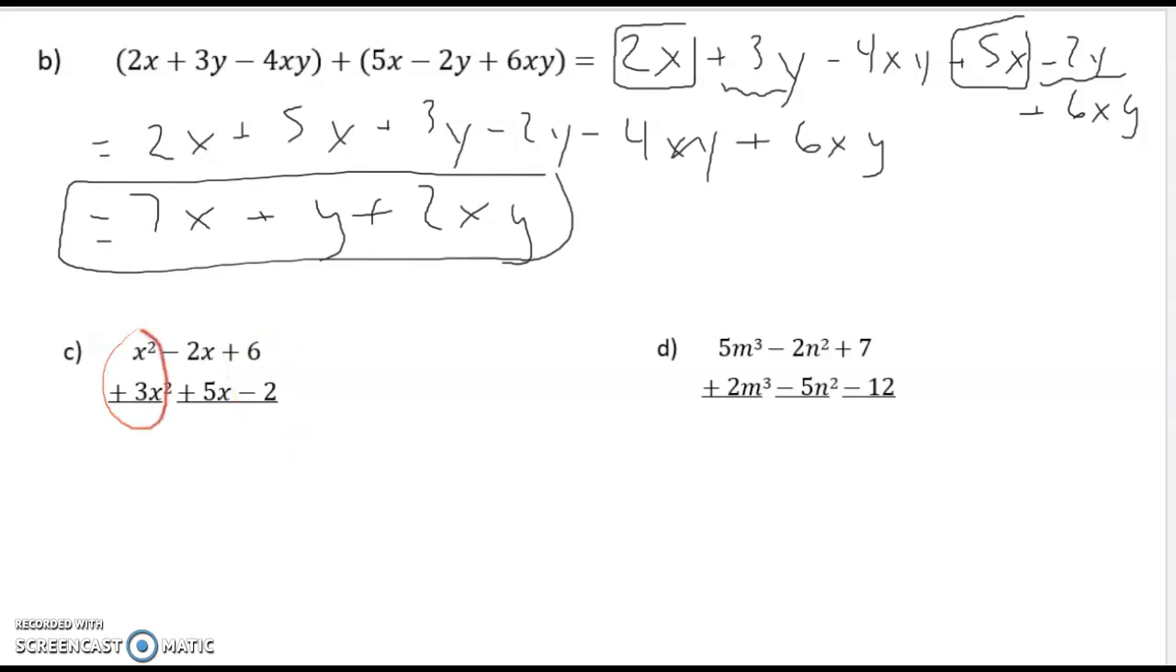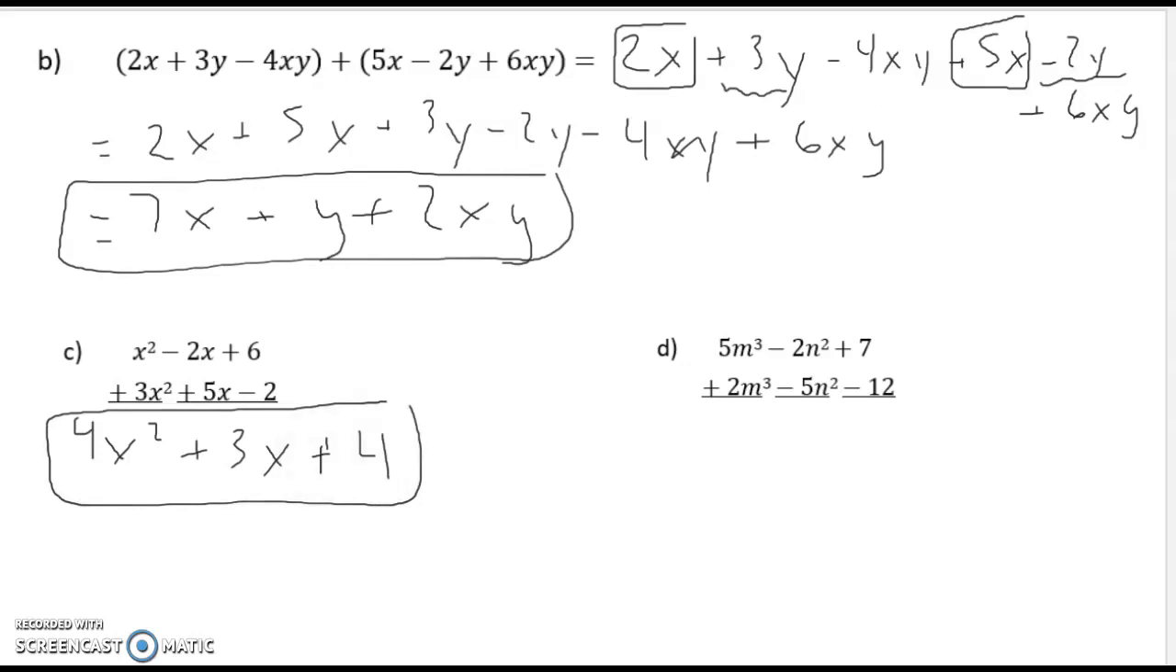So 3x squareds plus 1x squared gives me 4x squareds. Now I have negative 2x's plus 5x's. So 5x's take away 2x's leaves me with positive 3x's. And last but not least is 6 take away 2, and 6 take away 2 is just positive 4. So there's your final answer.